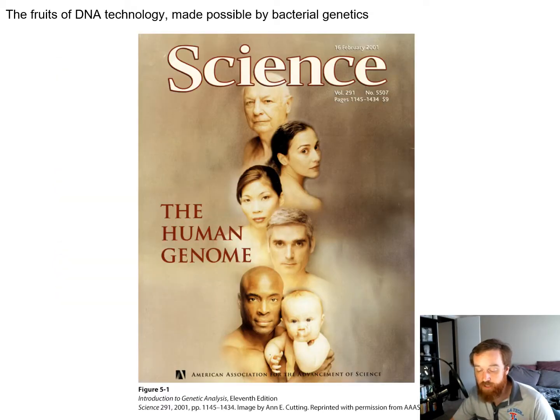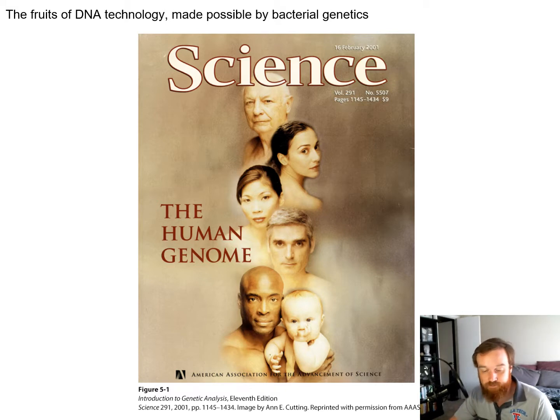For example, the Human Genome Project could not be completed without the help of bacterial genetics and bacterial cloning that we used to make copies of the human genome, so we're able to do sequencing and things of that nature. In addition, the knowledge we gain from studying bacterial genetics and bacterial genomes is widely applicable to other organisms as well.